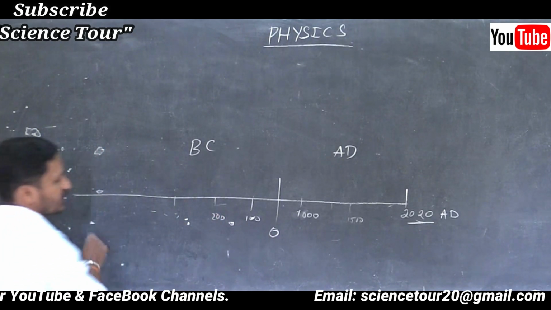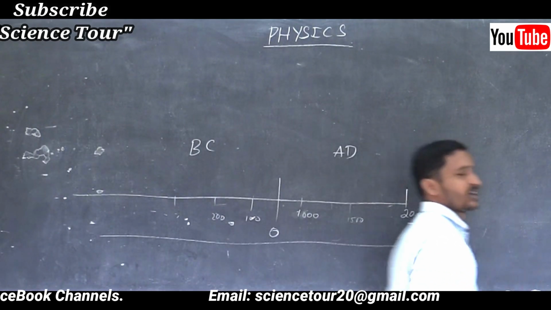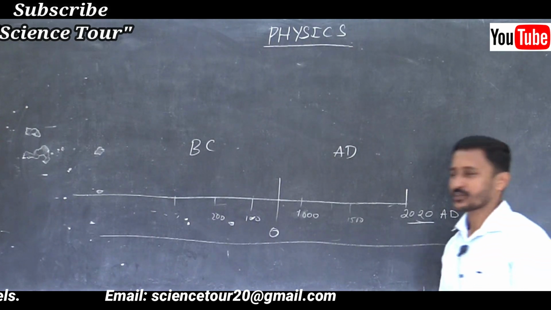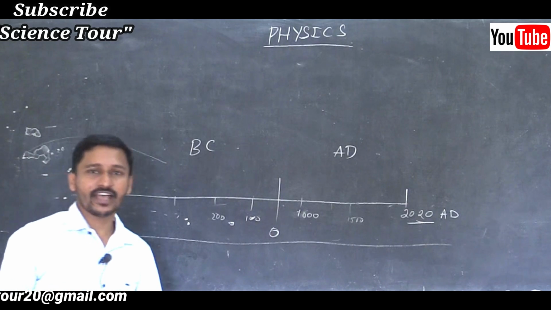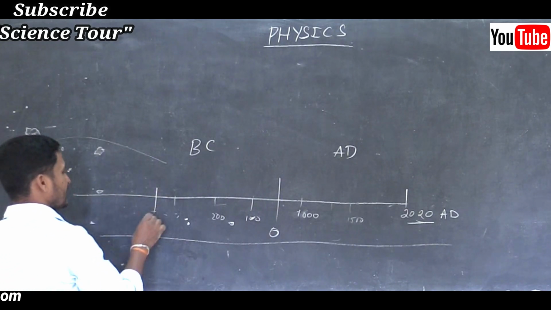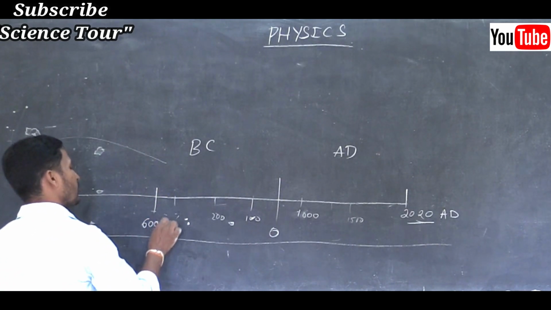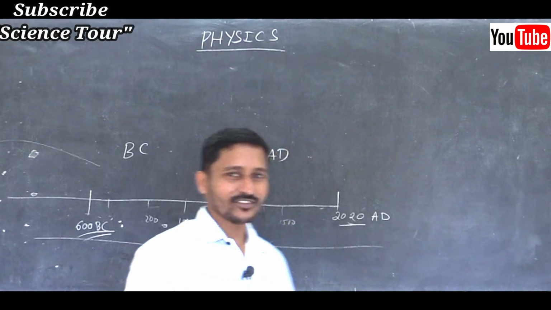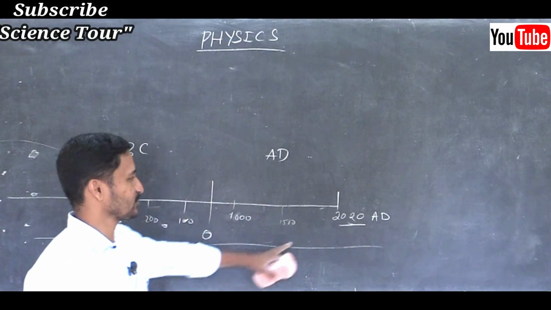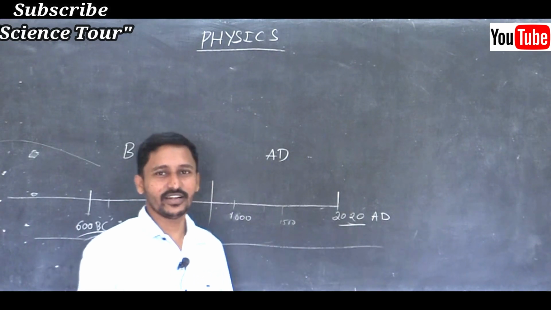When physics and science development actually took place, there may have been earlier work, but the records we have go back to nearly 600 BC. So this is the time axis. We are today here, 2020.